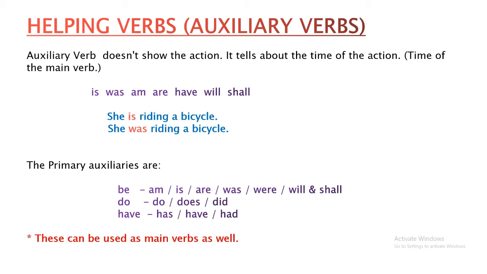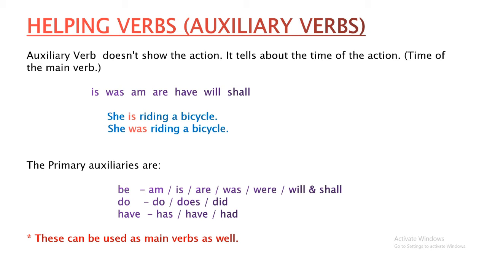Second sentence, she was riding a bicycle. Was riding, "was" is the helping verb. It shows the time of the action, that is in past. The action happened in the past. So now you can see auxiliary verbs describe the time of the action.